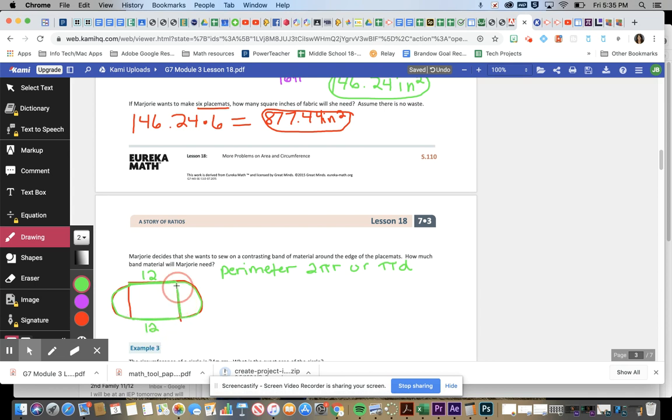For our circle, we know that this is 8. I need to figure out this. So in order to figure out the outside edge of the circle, I'm going to have to find my circumference or perimeter of the circle. Circumference.